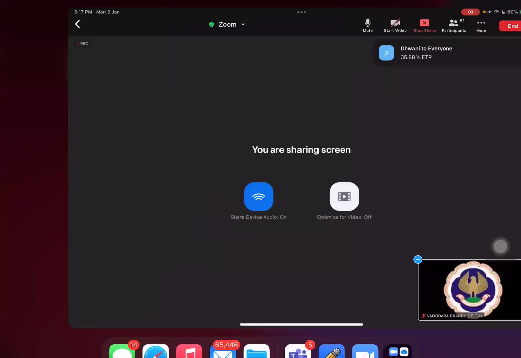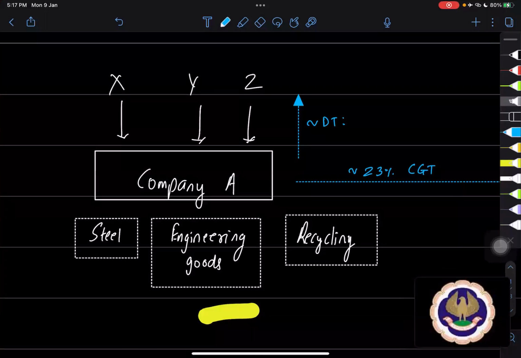Excellent, 35.88%. That's great. So perfect. I have such a precise answer, but very high.